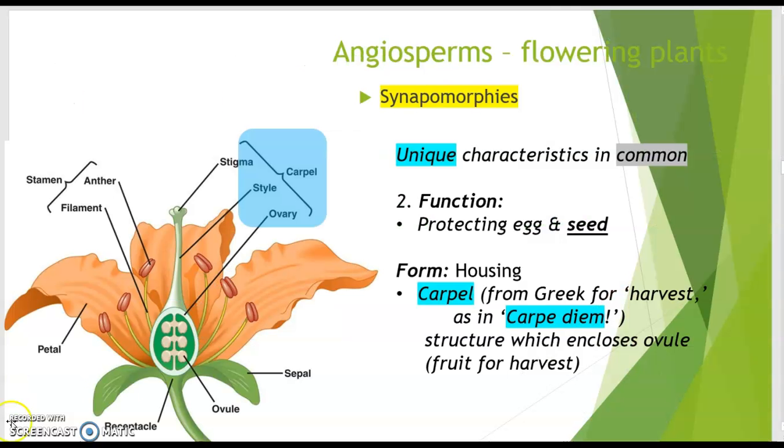Your number two thing that they have in common is that they need to protect this new sexual reproduction and this new seed. And they have a number of ways of doing that. The second synapomorphy that angiosperms have is they have a housing to protect their sexual reproduction. And this one part of the housing is called the carpel. That is Greek from the word for harvest.